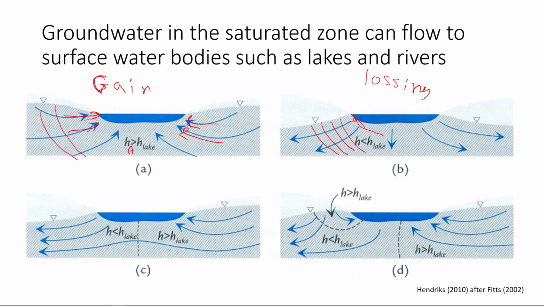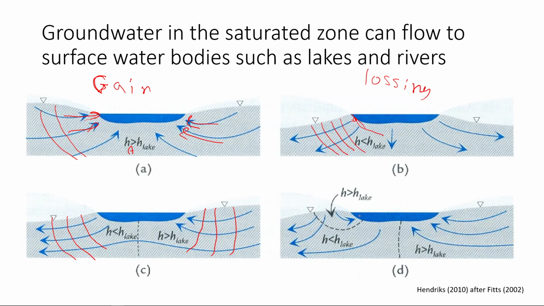Here you could have both gaining and losing from one side. So that's your hydraulic head here, and that's your hydraulic head here. That's the contour of your hydraulic head. The water will flow perpendicular to your hydraulic head. So on that side it's a gaining stream, and on that side it's a losing stream. That's your hydraulic head here. So that's a gaining stream, and that would be a losing stream.